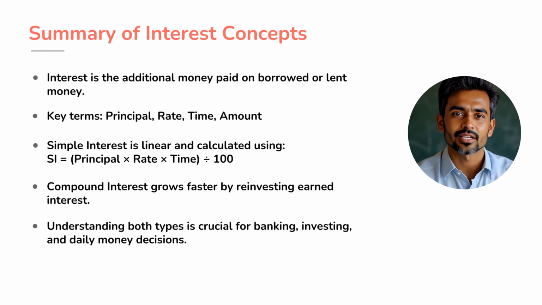Let's quickly revise what we've learned in this session. Interest is the extra money paid or earned when borrowing or saving money. Important terms include principal, rate, time, and amount. Simple interest is calculated with the formula open bracket principal into rate into time close bracket divided by 100. In compound interest, the interest is added to the principal periodically, making the total grow faster.